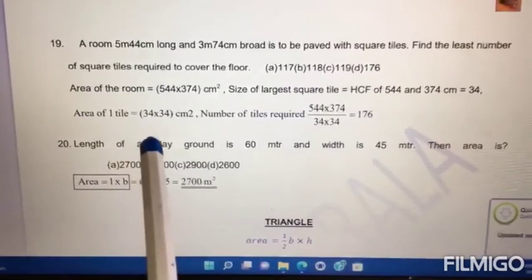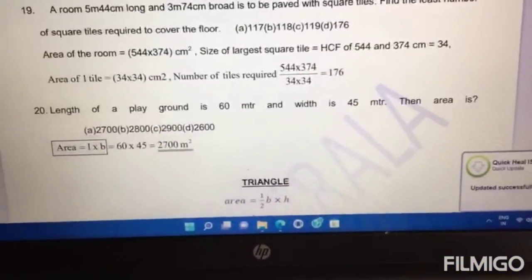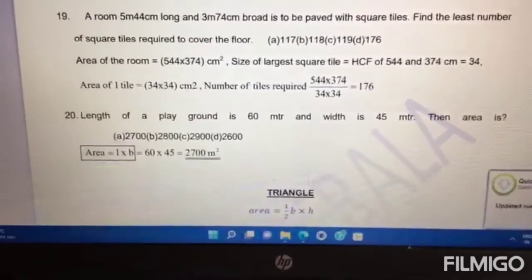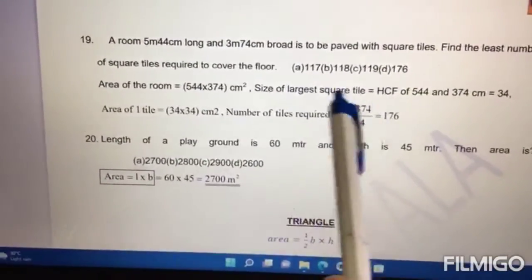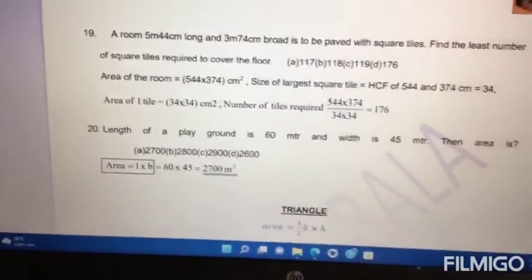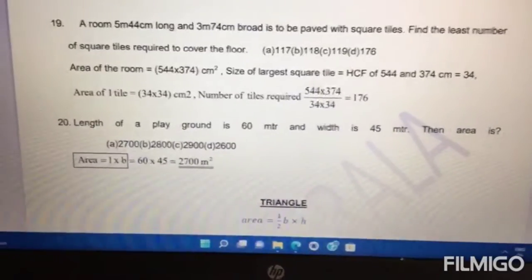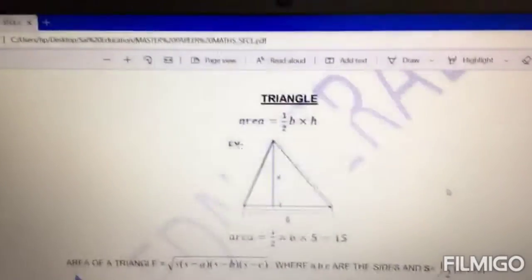The area of one tile will be 34 into 34, because you should always assume that a tile is a square, as you can see in normal life, right? So the number of tiles required will be the area of the room divided by the area of one tile, and the number of tiles required would be 176 tiles. So we have finished rectangles.